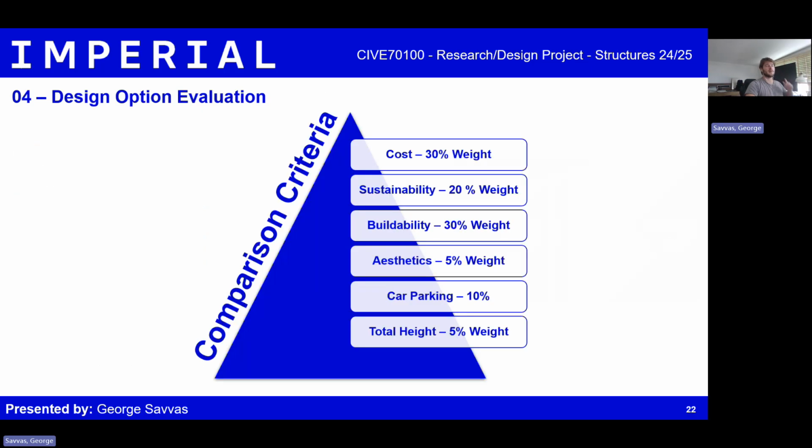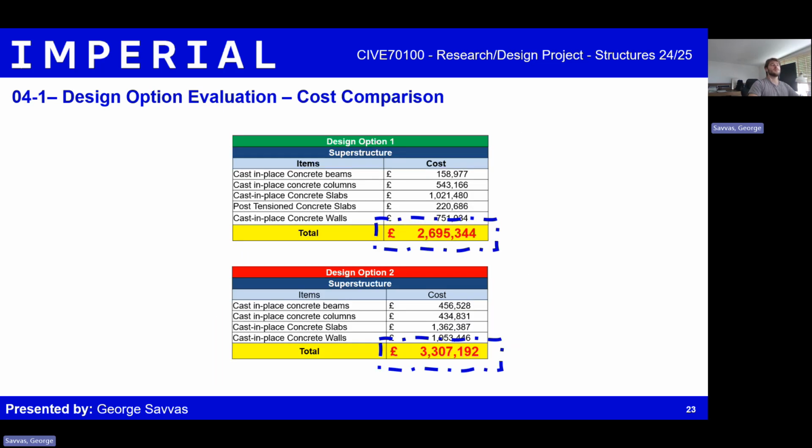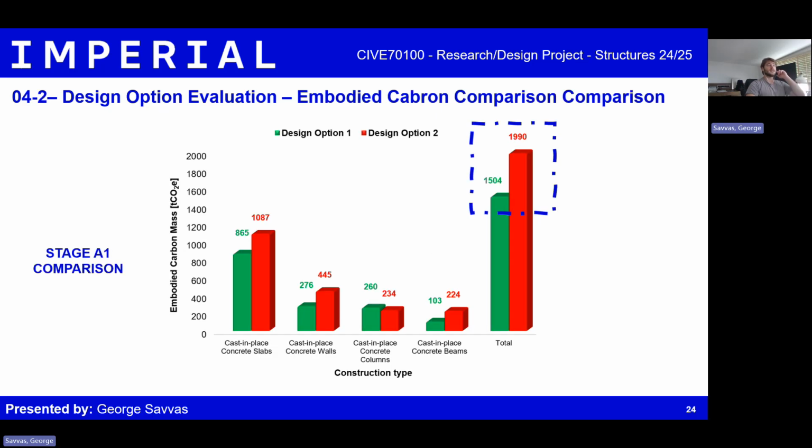Now that both schemes have been presented, we can compare them against several criteria, with the most important being cost, sustainability, and buildability. In terms of cost, Scheme 1's superstructure is estimated at £2.7 million, compared to £3.3 million for Scheme 2, a significant increase. This trend continues with embodied carbon at stage A1, where Scheme 1 shows 24% less than Scheme 2.